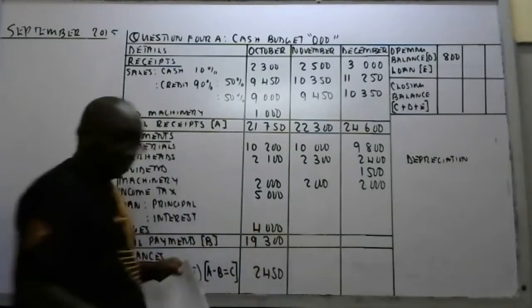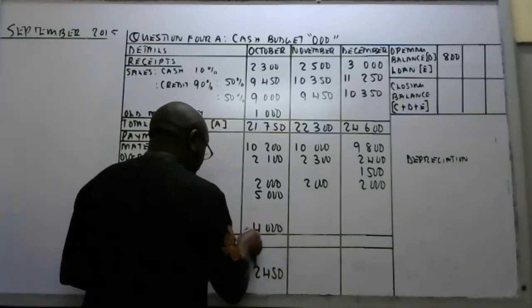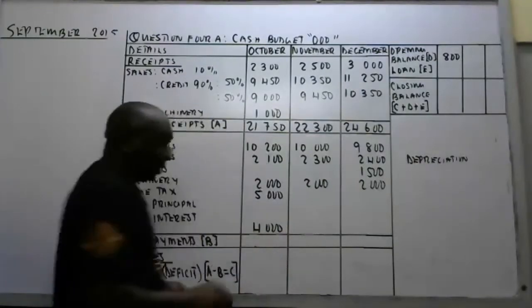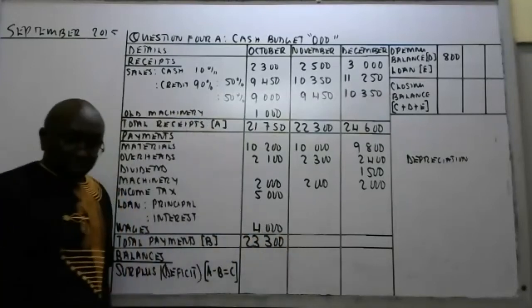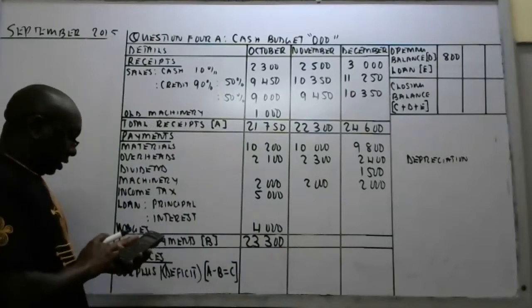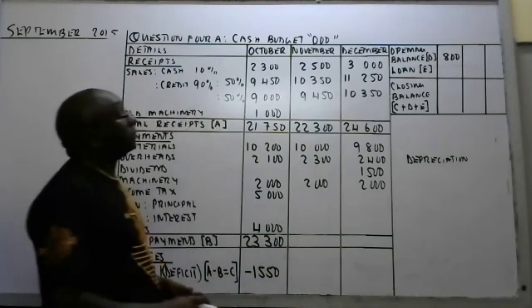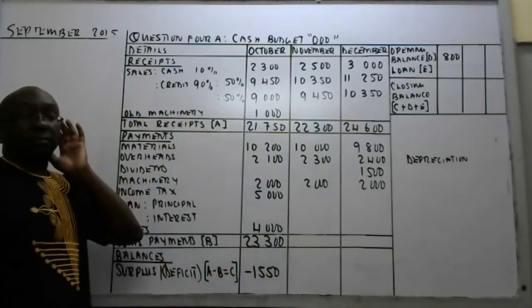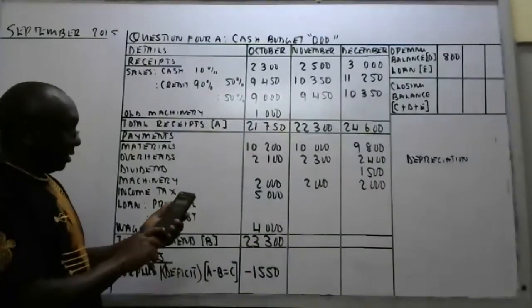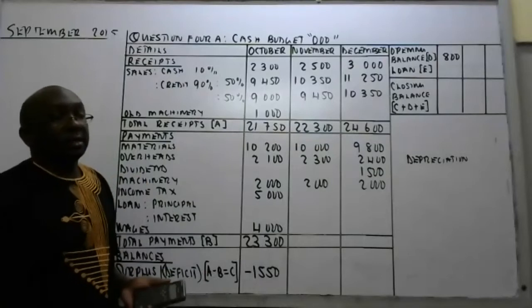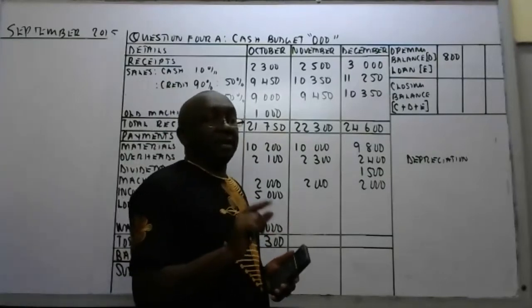Sorry for that. So we have to rectify that. When we add wages, that should be 23,300. So now here we have a shortage of 1,550. So your 1,550 negative, add 800, you get negative 750. But the question says this company must close with nothing less than 500.